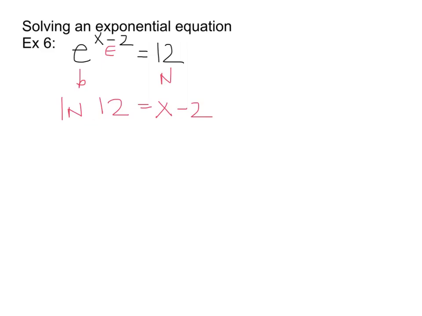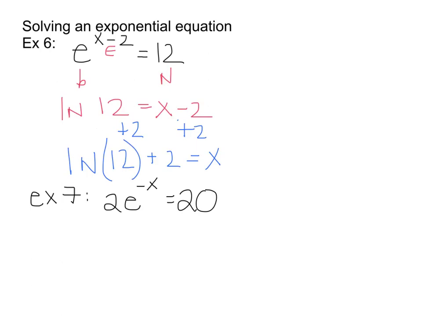All right, then to get rid of the minus 2 on the other side, you would just add 2. So your answer is the natural logarithm of 12 plus 2 equals x. You cannot combine the two of them because the natural logarithm of 12 is some crazy decimal, okay? And it's not the same thing as the natural logarithm of 14.